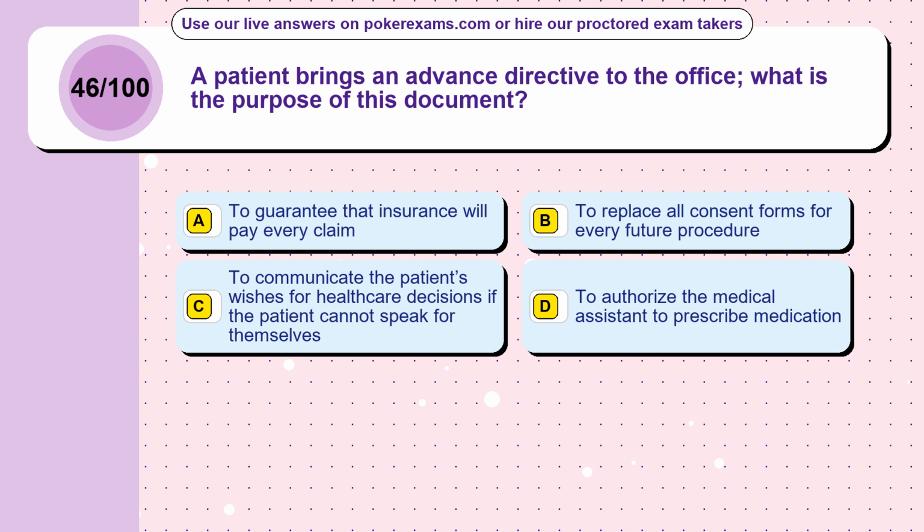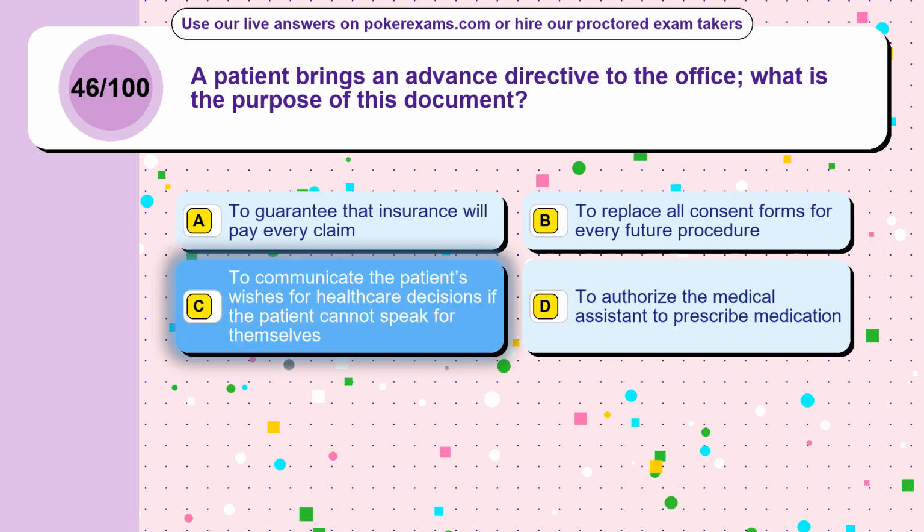Option A. To guarantee that insurance will pay every claim. Option B. To replace all consent forms for every future procedure. Option C. To communicate the patient's wishes for healthcare decisions if the patient cannot speak for themselves. Option D. To authorize the medical assistant to prescribe medication.